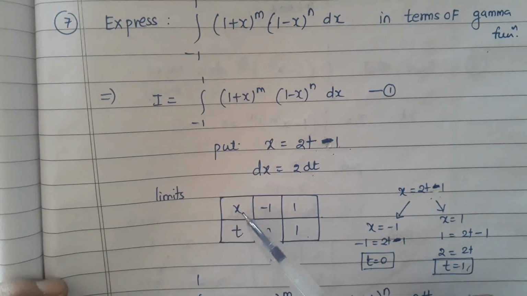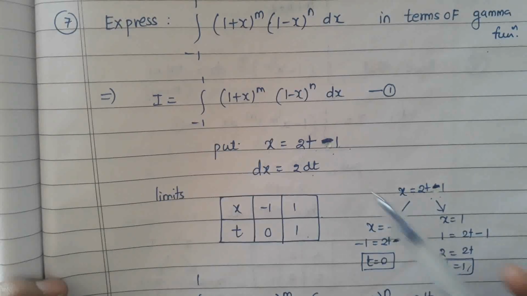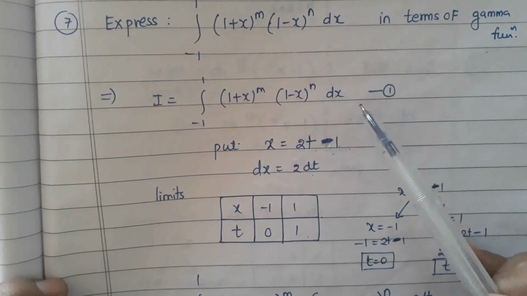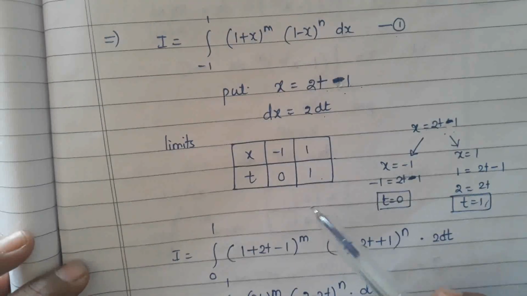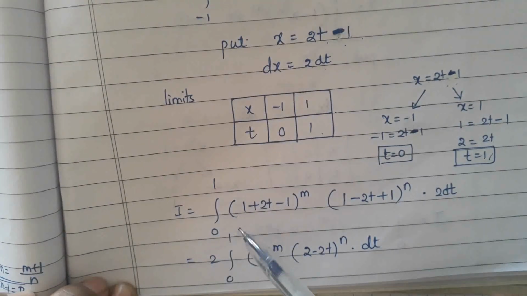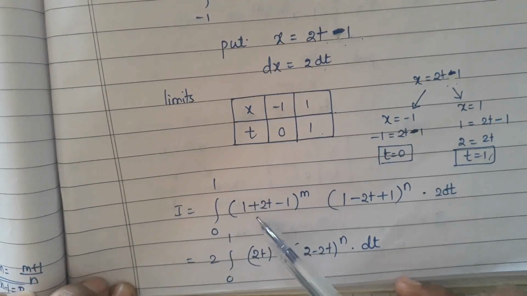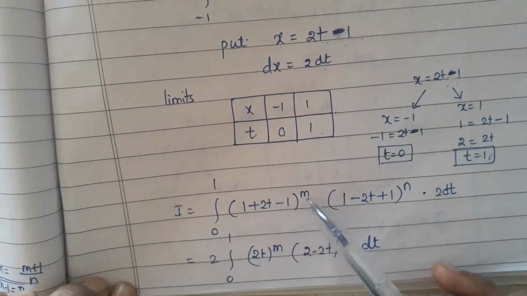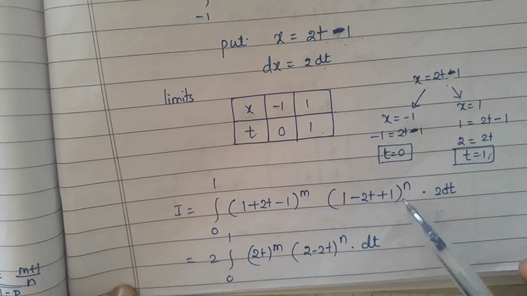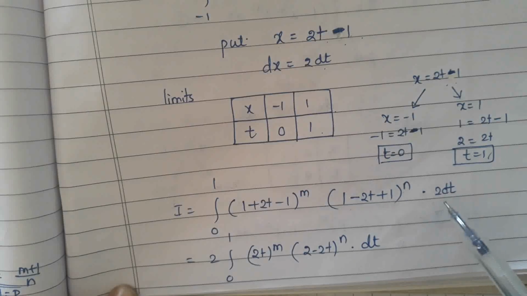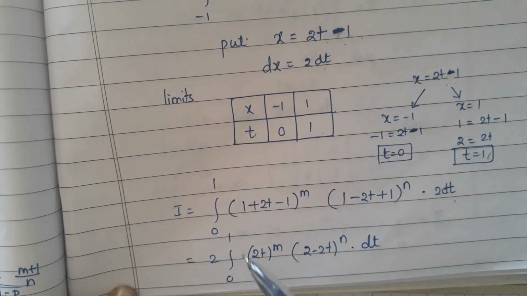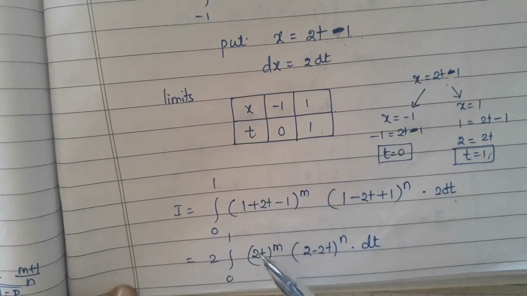So, the limit changes from minus 1 to 1 into 0 to 1. Use all this substitution in equation number 1. Equation number 1 becomes I is equal to integral 0 to 1, (1 plus 2t minus 1) raised to m, (1 minus 2t plus 1) raised to n, and dx is equal to 2 dt. Plus 1 minus 1 cancel, (2t) raised to m. This is 2 minus 1 plus 1, which is equal to 2, (2 minus 2t) raised to n dt.